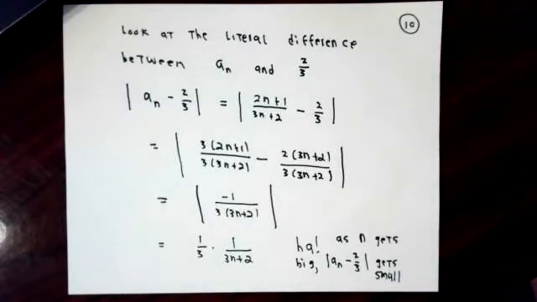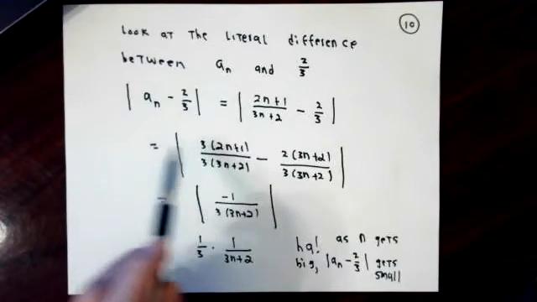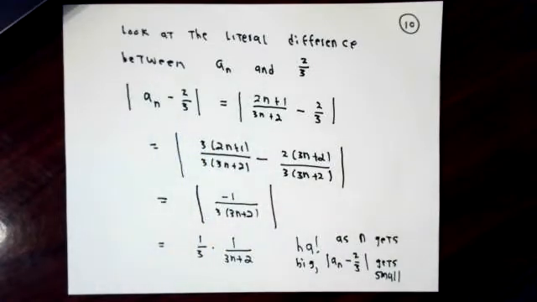Oh, and I'm going to reuse this example in a while. So this fact that the absolute value of a sub n minus 2/3 is 1/3 times 1 over 3n plus 2, I'm going to reuse this fact after a while. When I get there, I'll just say I'm reusing that fact that we figured out previously.